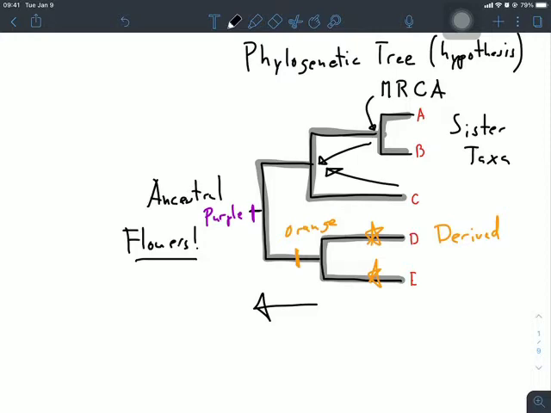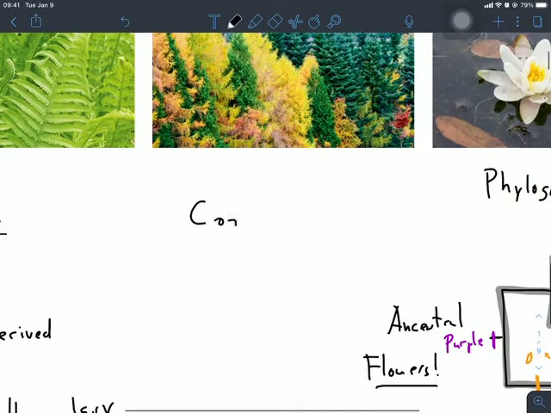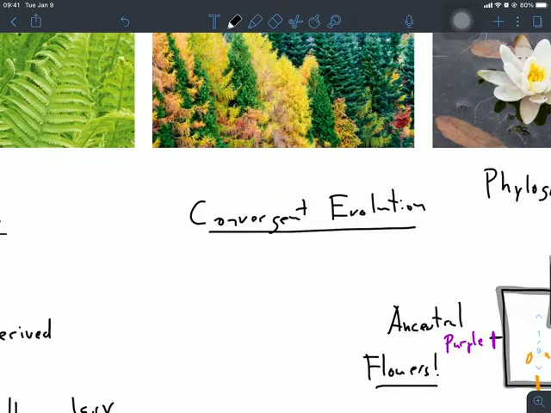Now, a trait that is homoplasious is something that's evolved by convergent evolution. Convergent evolution and homoplasy are 2 things that will complicate our ability to build better trees, or build more accurate trees of life. Convergent evolution occurs when 2 not related species end up looking similar.